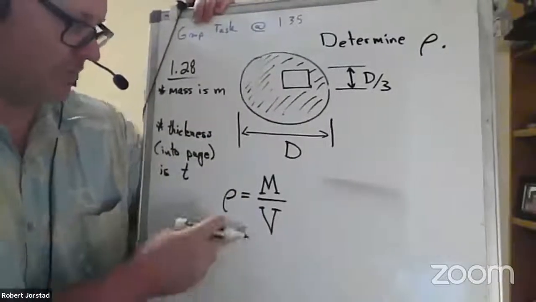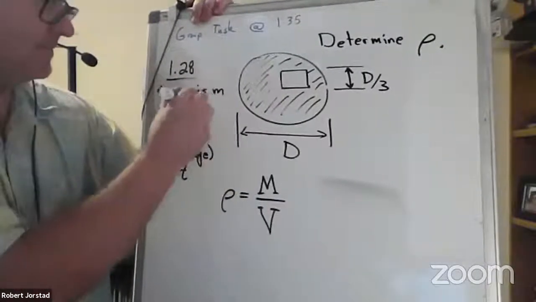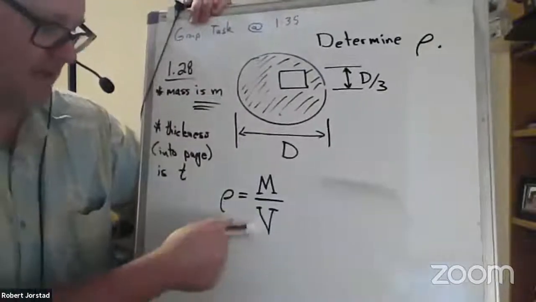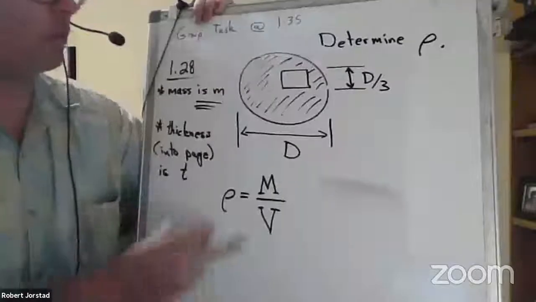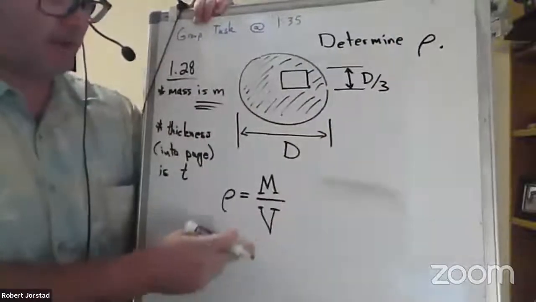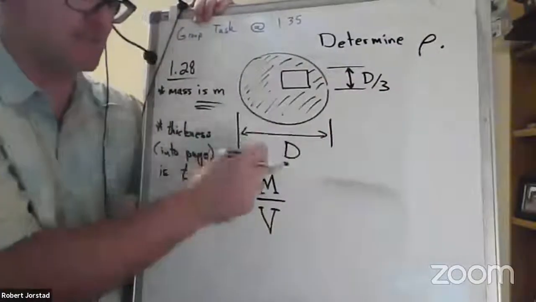Now, if we know it's mass over volume, we know the dimensions of this thing. How could I get the volume? We know the mass is M. We got that. How do I get the volume? Well, remember, we want to determine density. How do I get volume from these dimensions? That's what I should have said. Sorry about that.